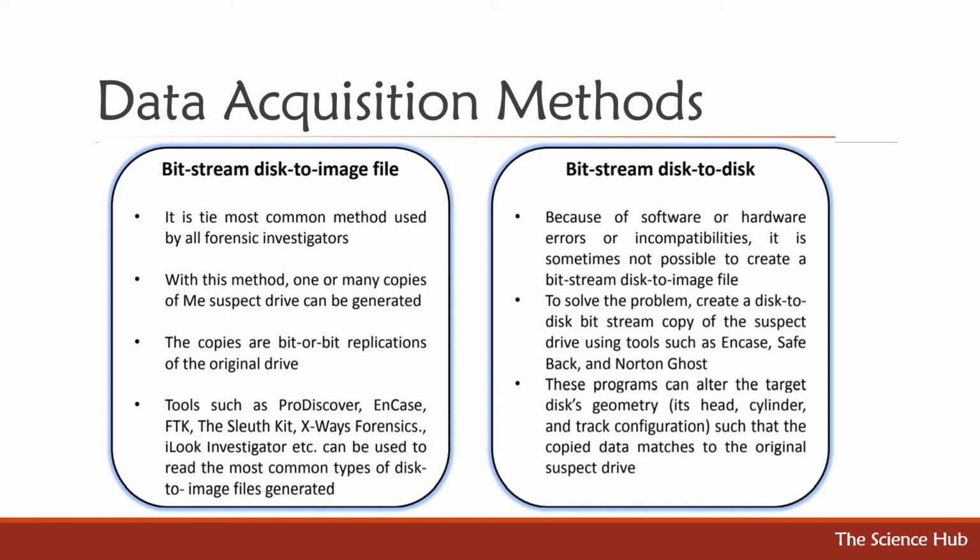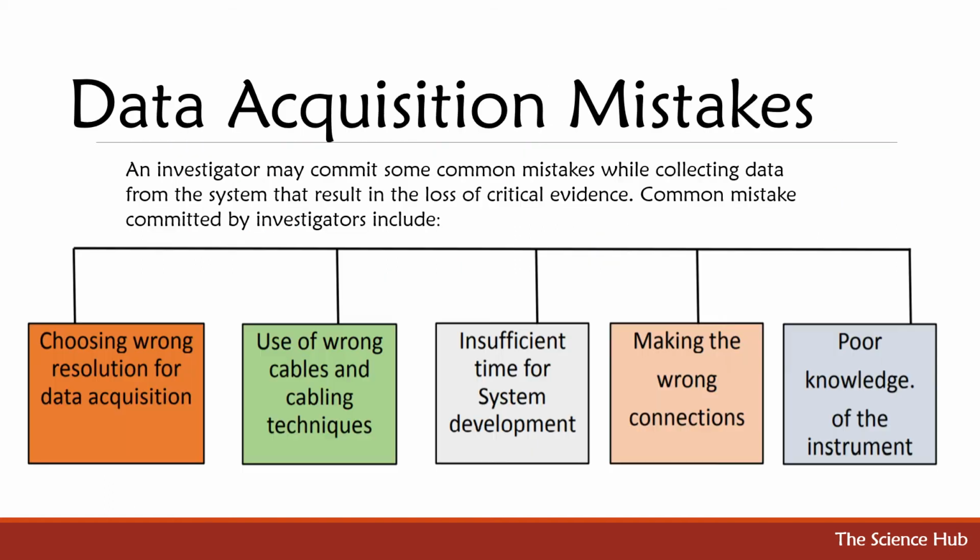Bitstream disk to disk. Because of software or hardware errors or incompatibilities, it is sometimes not possible to create a bitstream disk to image file. To solve this problem, create a disk to disk bitstream copy of the suspect drive using tools such as EnCase, SafeBack, and Norton Ghost. These programs can alter the target disk geometry, its head, cylinder, and track configuration, such that the copied data matches the original suspect.